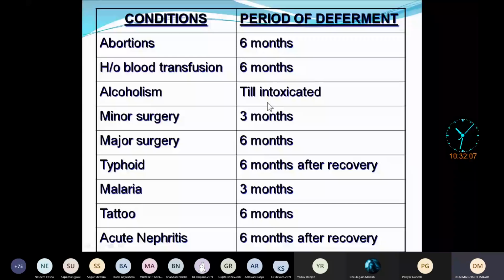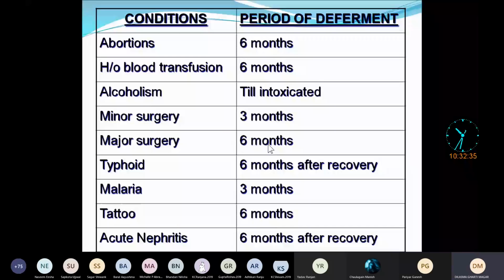So in case of minor surgery, suppose some skin stitches given or some mole removed or small surgery, in case of minor surgery we will not take the blood for 3 months. And in case of major surgery, we will not take the blood for 6 months. Major surgery means, suppose a person has done any like appendicectomy. Appendicectomy is also a major surgery.